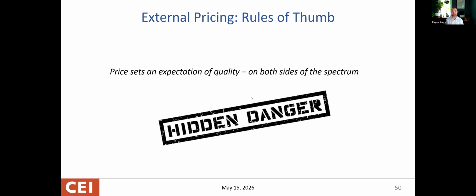Again, price sets an expectation of quality. So if you underprice yourself, it does not matter how good it is. The assumption is that it's not as good as the more expensive version on the market, right? So your quality is inferred through your price. And so you are doing a disservice to yourself by trying to compete on price and price alone.